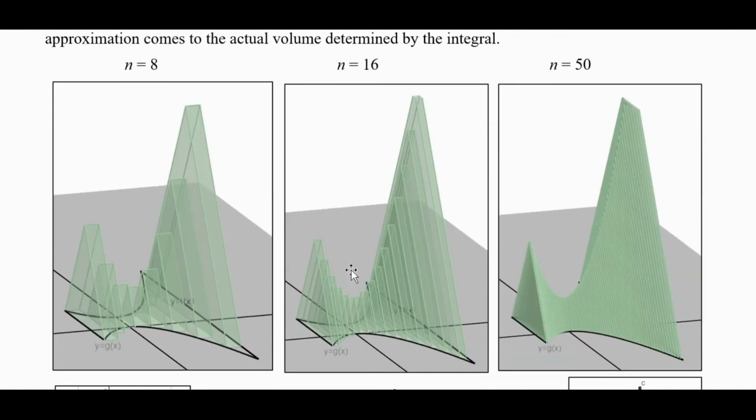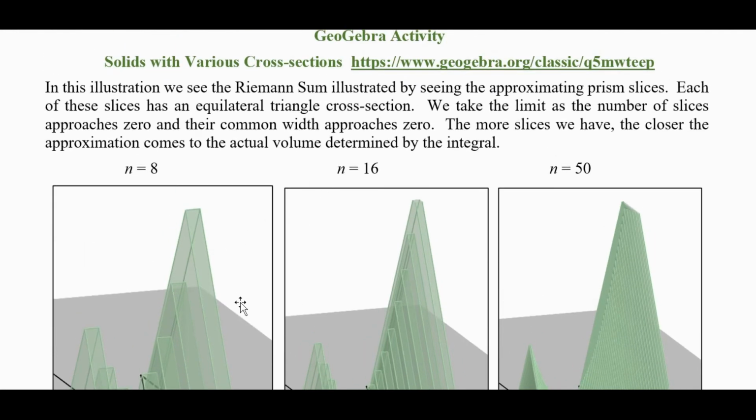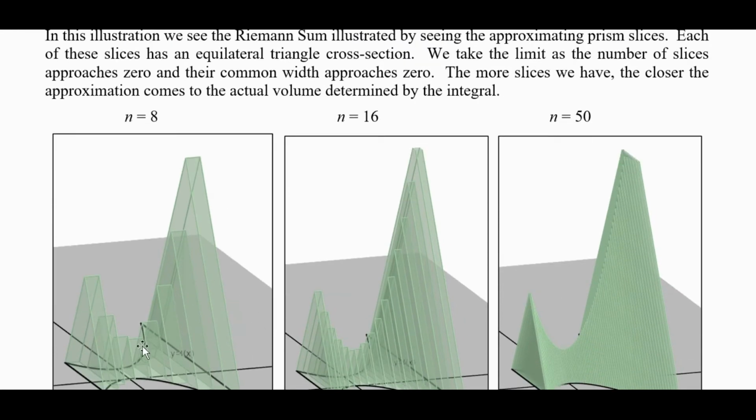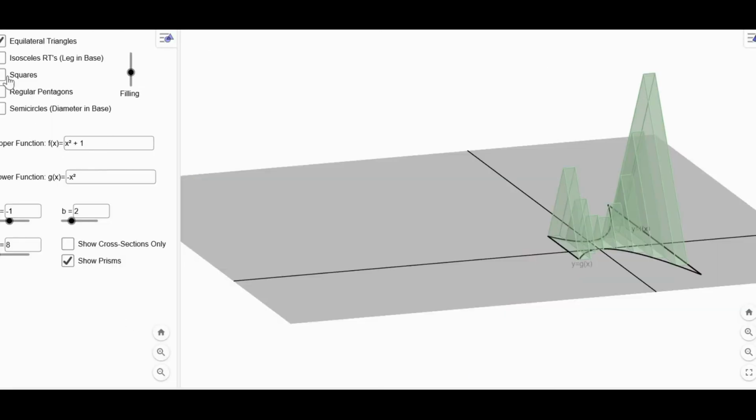Okay, in this particular activity, we actually see the Riemann sums illustrated. So we see this thing sliced up into subpieces, and we're approximating the volume by these little triangular prisms. Here it is with 8, 16, and 50 different pieces. You can do equilateral triangles, isosceles, right triangles, squares, regular pentagons, and semicircles with this. You can enter a formula for the upper curve, x squared plus 1. So let's see, that's this one right here.